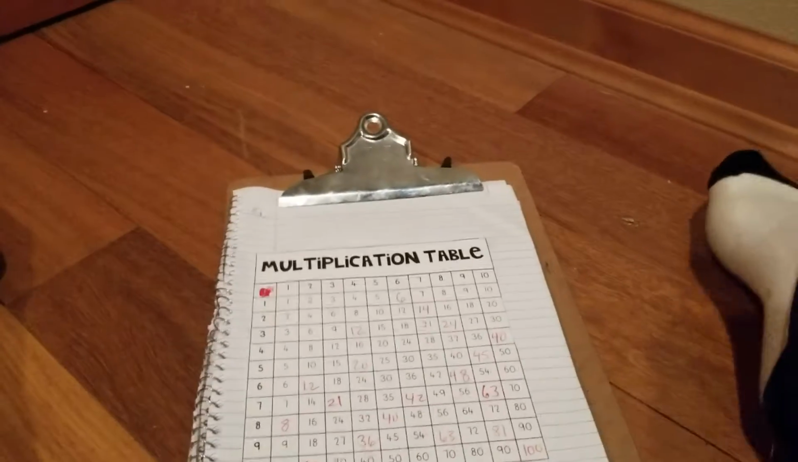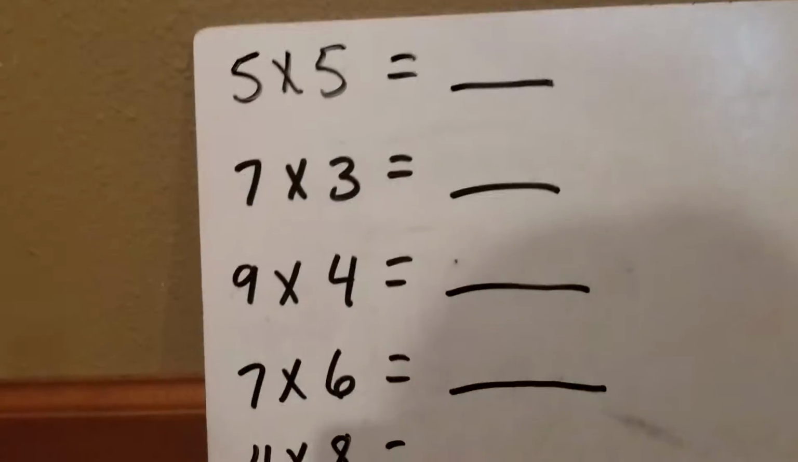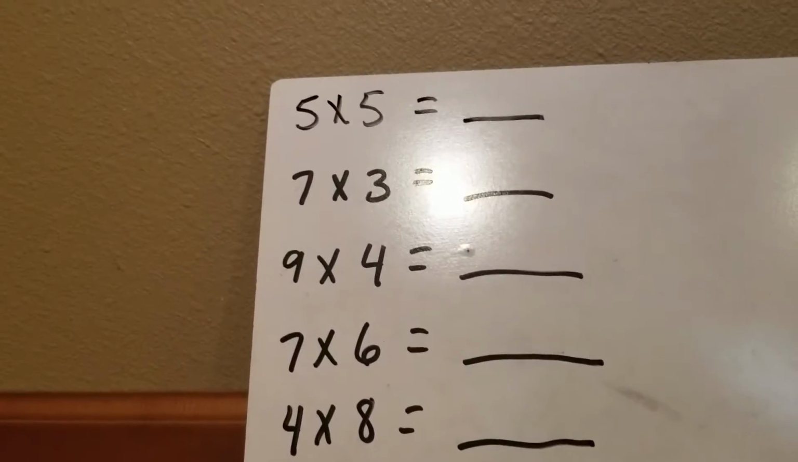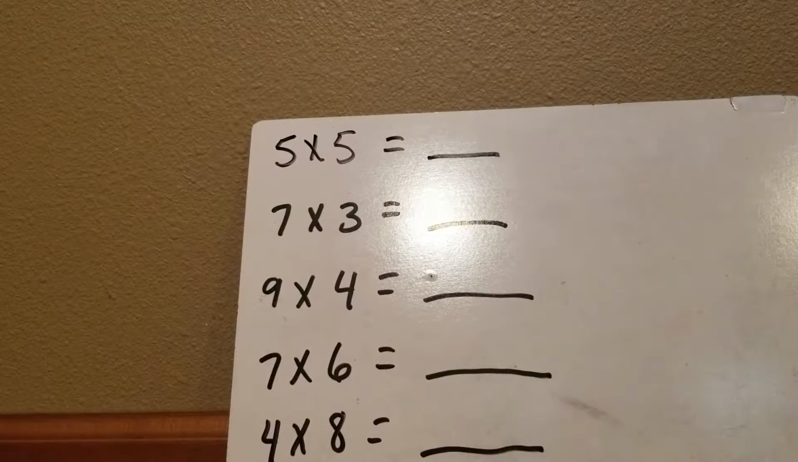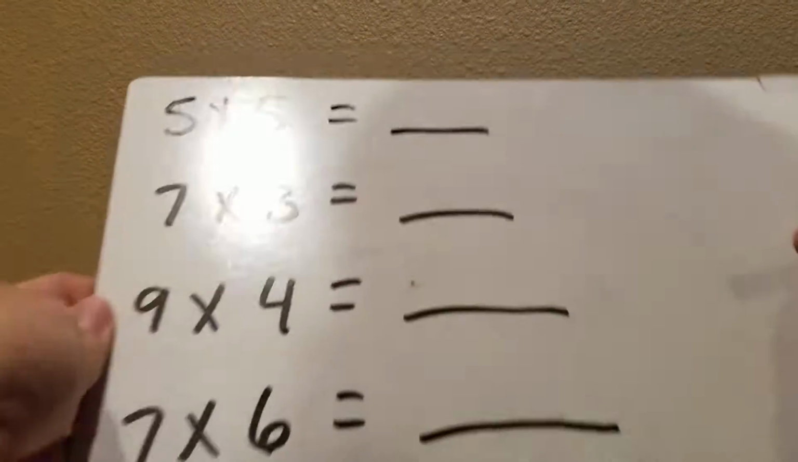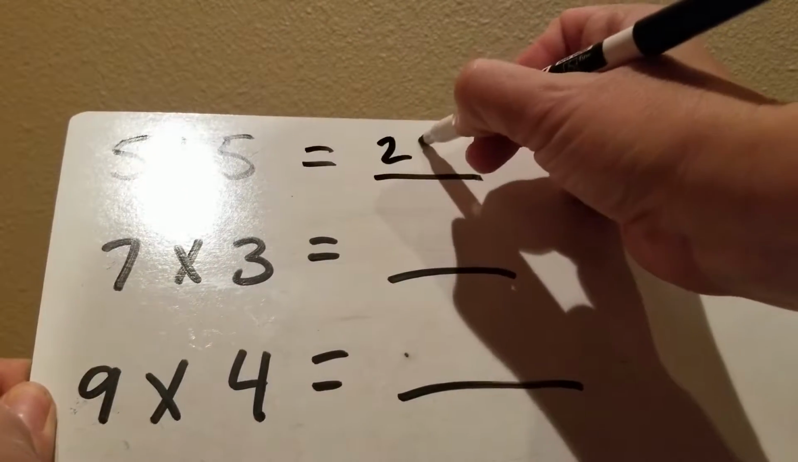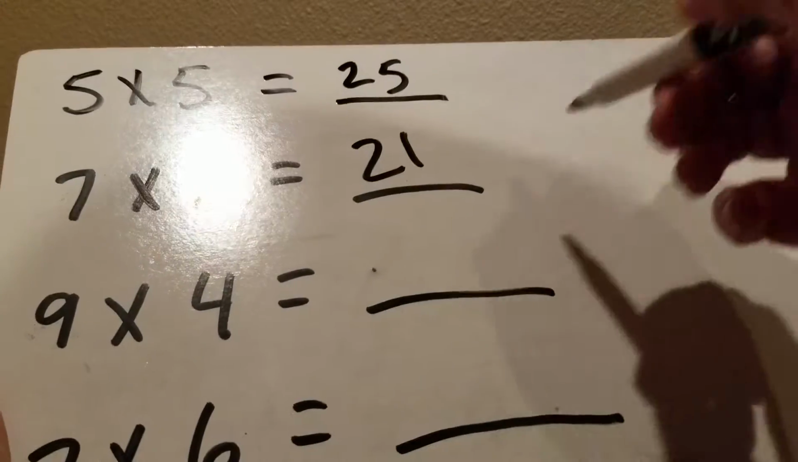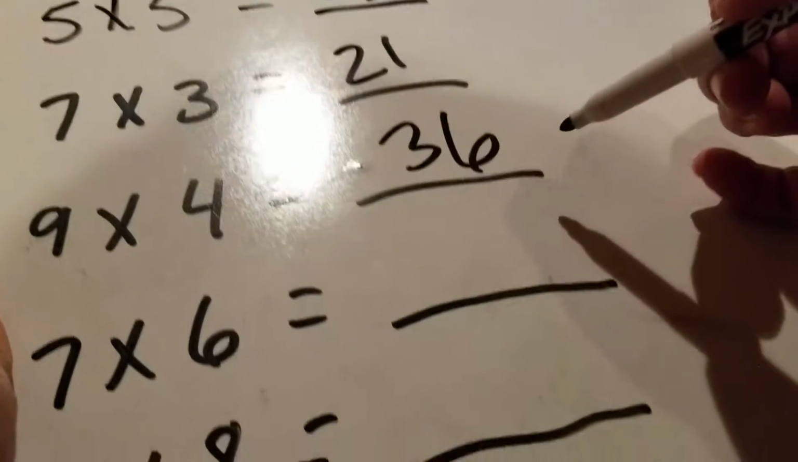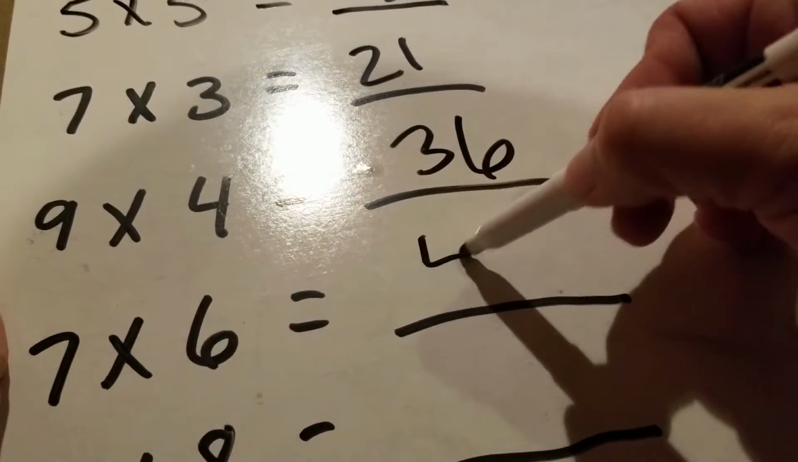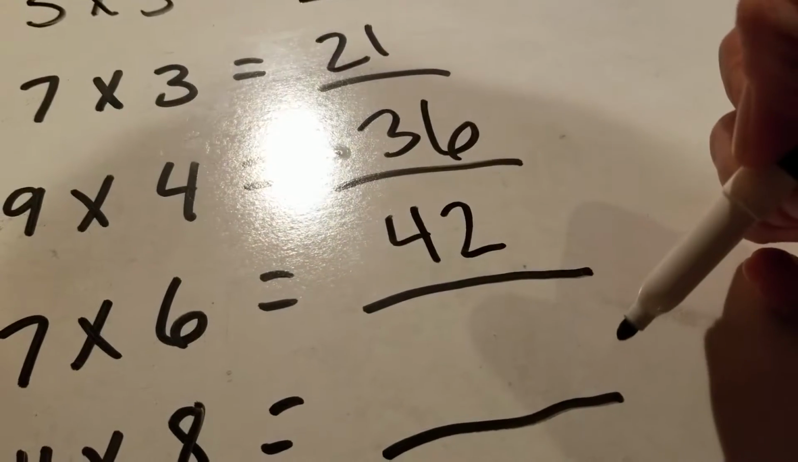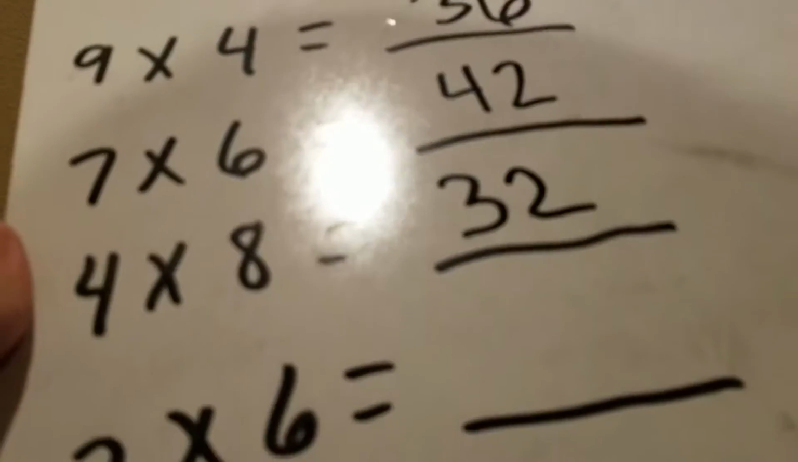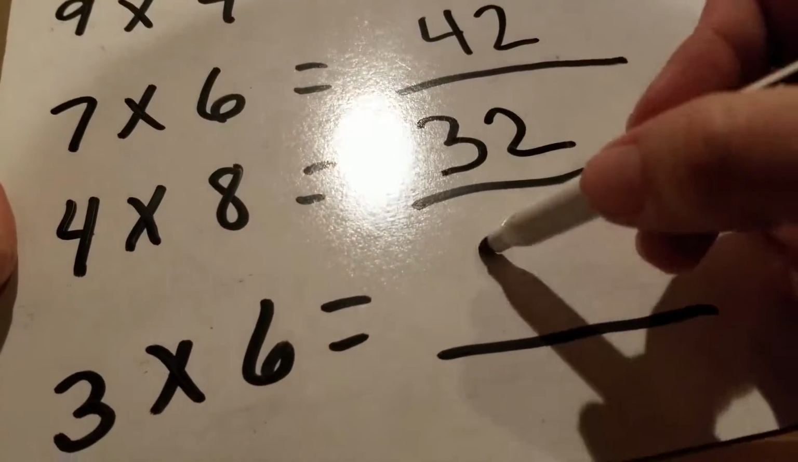Now, this is what I want you to see. We're going to write these answers in quickly. So I'm going to show it on the video, and you call out the answer, and I'll write it down. Okay? 5 times 5 is 25. 7 times 3 is 21. 9 times 4 equals 36. 7 times 6 equals 42. 4 times 8 equals 32. 3 times 6 equals 18.